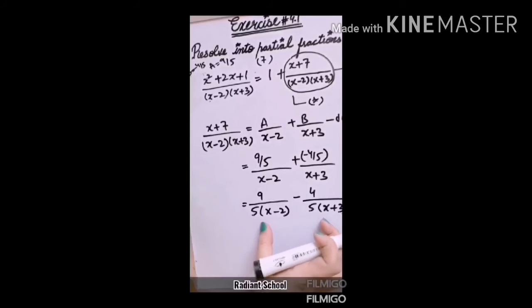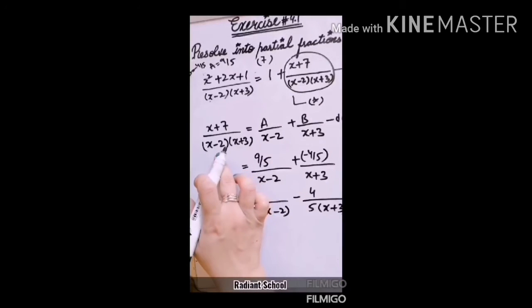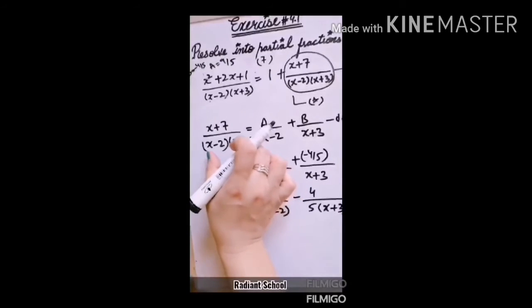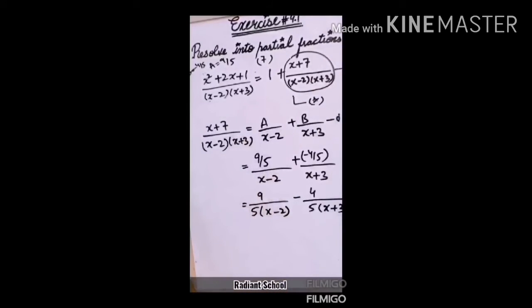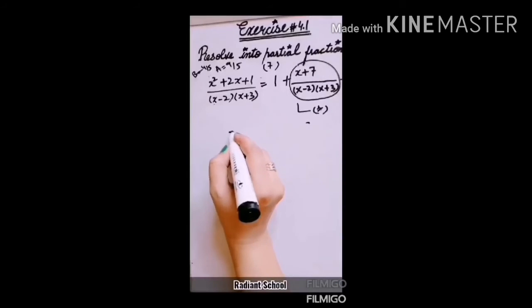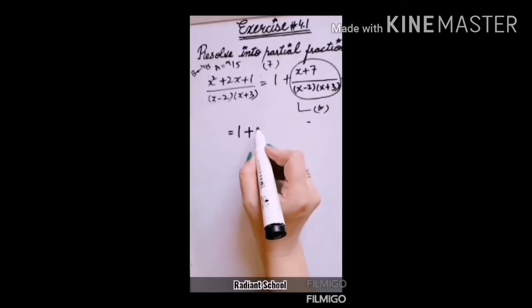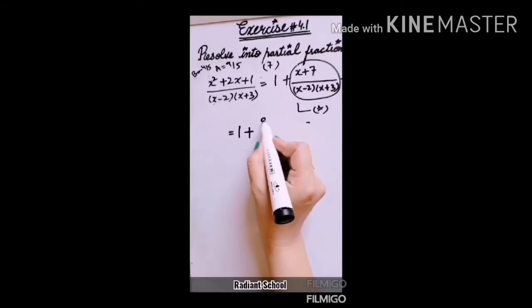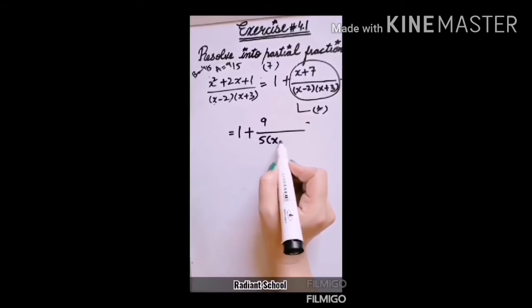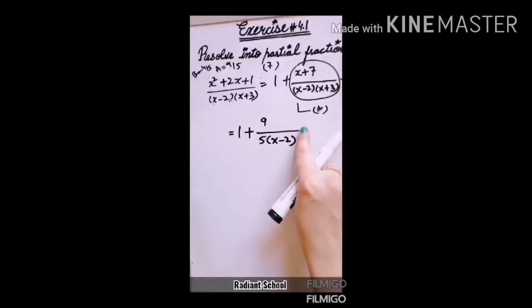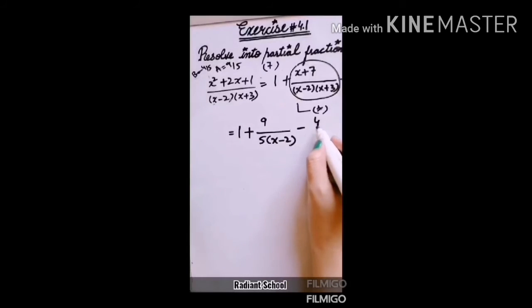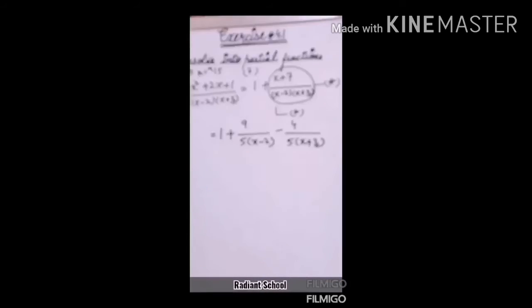Now this answer you have to put in the equation number star, in place of the expression x plus 7 over x minus 2 into x plus 3. Okay, now we'll put this in equation number star: 1 plus, instead of this expression we will put here the answer, that was 9 by 5 into x minus 2 minus 4 by 5 into x plus 3. Okay students, you can check whether your answer is correct or not. This is your answer.